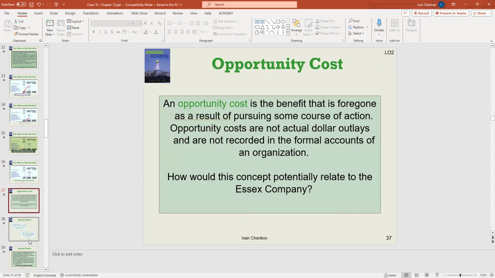The other major category of cost, which is always relevant for our decision, is the opportunity cost. What is opportunity cost? Opportunity cost is generally the benefit forgone as a result of choosing one option versus another. Opportunity cost is not actual cost. You're not going to see an actual dollar amount reduction, but it has to be considered.